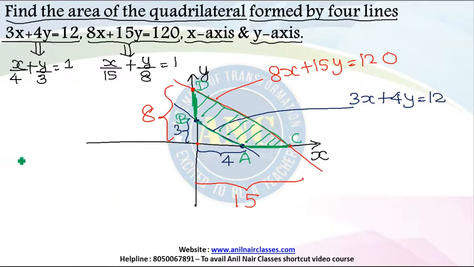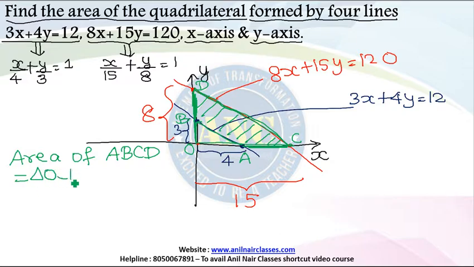Now the area of quadrilateral ABCD, can I say it as, think a little logically, sir, from the entire bigger triangle OCD, where O is my origin, if I remove this smaller triangle OAB, then I am left with the shaded portion ABCD. So it is OCD minus OAB. Area of triangle OCD is half into base for OCD, which is 15 units, into height for OCD, which is 8 units.